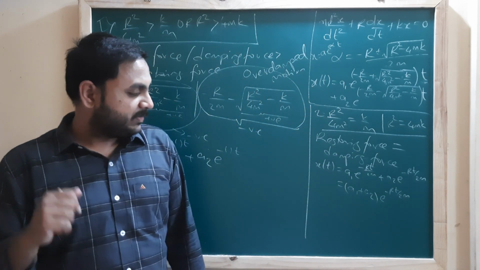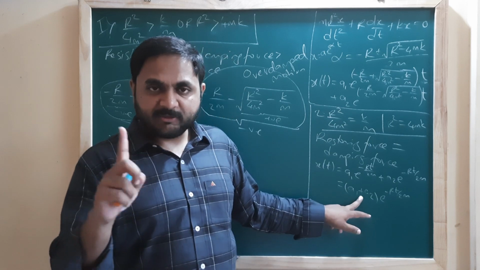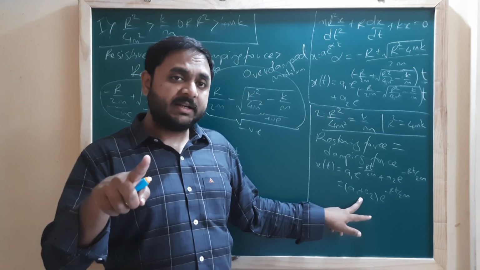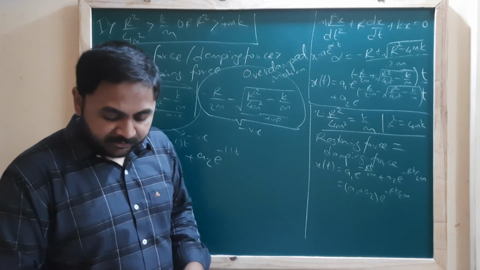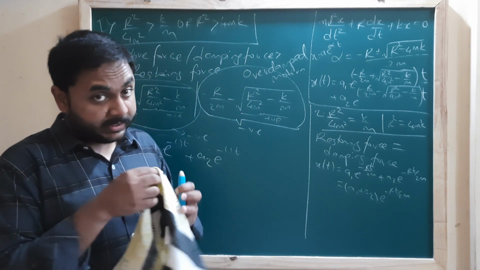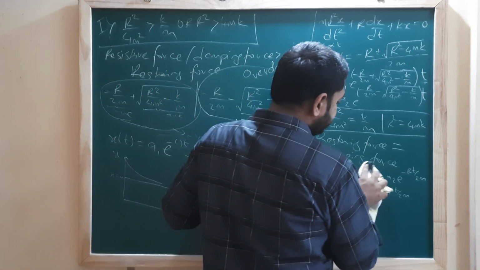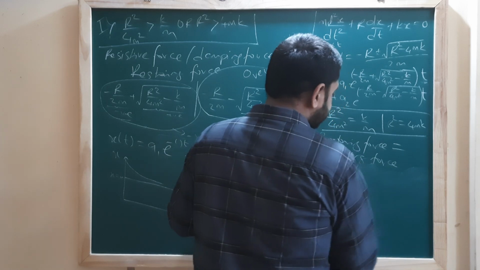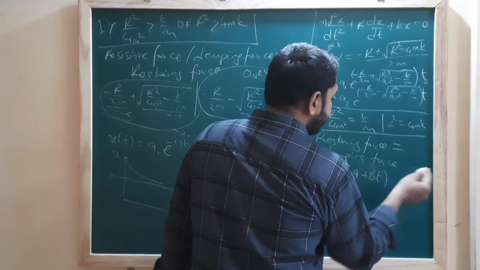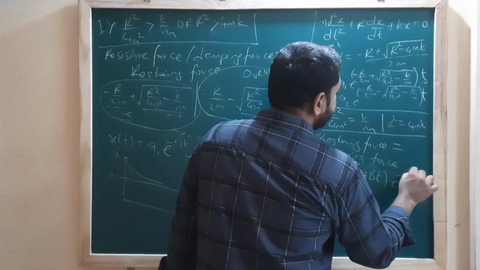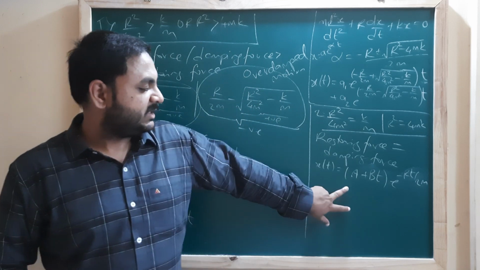But there is a problem. What is the problem? Mathematically, when you have two similar roots, this becomes one constant, but a second order differential equation should always have two constants. If you study the theory of differential equations, we won't get into that here, but the way to write this solution is: we write this as (a plus b t) multiplied by e raised to minus rt by 2m. This is how you write it when it comes to differential equations.